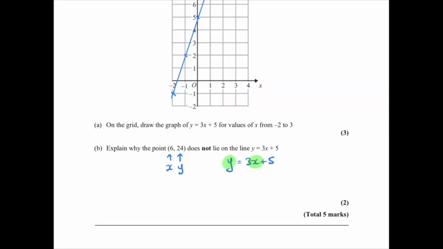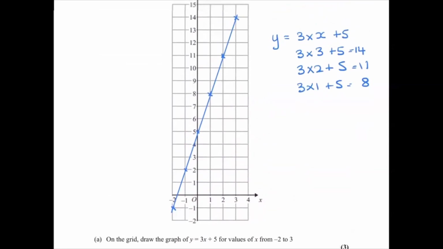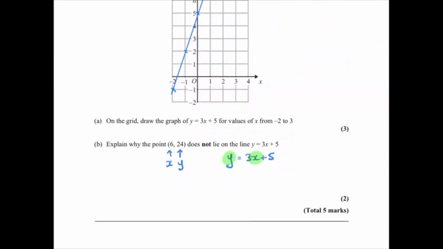We used that fact up here when we were trying to find the coordinates in the first place, and we're going to use it again in this part of the question. Y is going to equal 24 when x is 6 if it lies on the line. So let's test it. 3 times 6 plus 5 is equal to 23. So when x equals 6, y equals 23. And that's us showing it does not lie on the line. It can't lie on the line because the coordinate 24 does not work when x is 6.